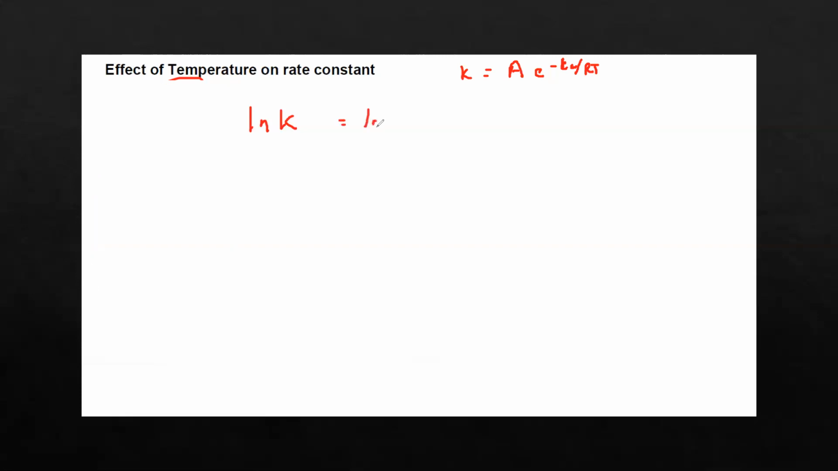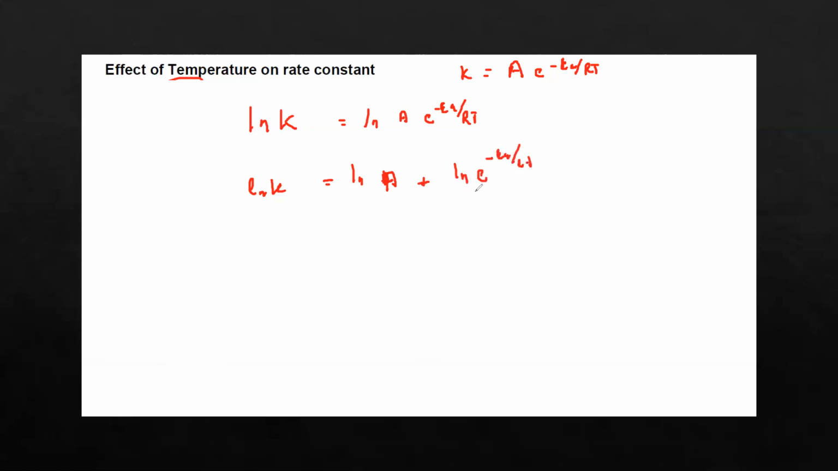So this will be ln k equals ln A e to the power minus E over RT. E is the activation energy for the reaction and RT. When you take ln, this will become ln k, and this will be ln A. Whenever two quantities are multiplied in a logarithm, we write them as an addition. So it is ln A plus ln e to the power minus EA over RT.